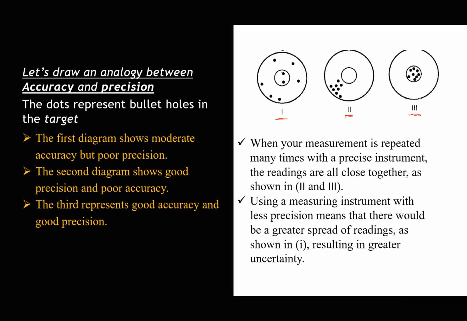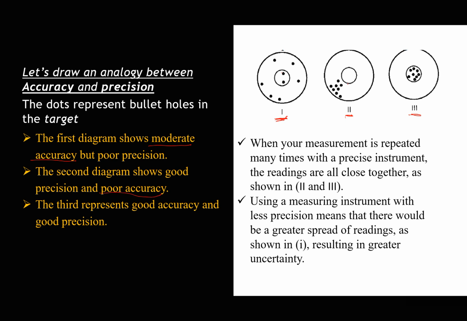So the first person has some bullets in the target. There are 1, 2, 3, 4, 5, 6, 7, 8 bullets, and at least 2 are in the target. So we can say there is some kind of accuracy in such an attempt. So the accuracy is quite moderate. I use the word moderate. We can't say there was no accuracy when 2 bullets were in the target. For the second attempt, there is completely no bullet in the target. Therefore, we can say there is extremely poor accuracy or no accuracy at all.